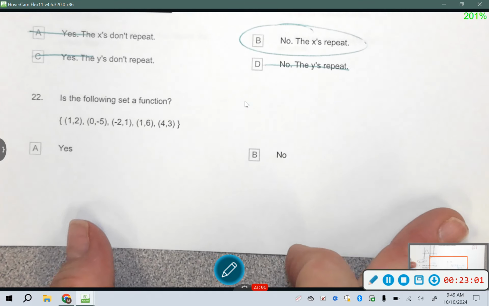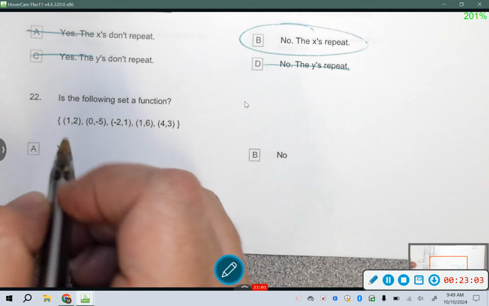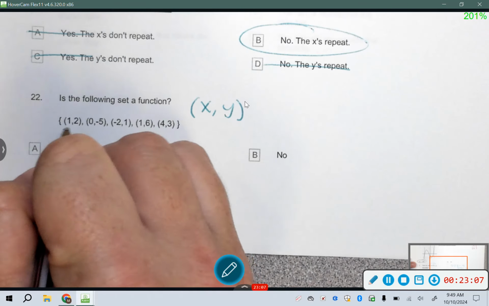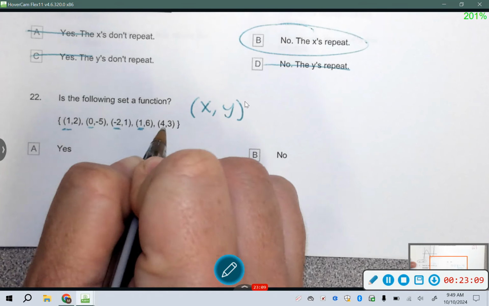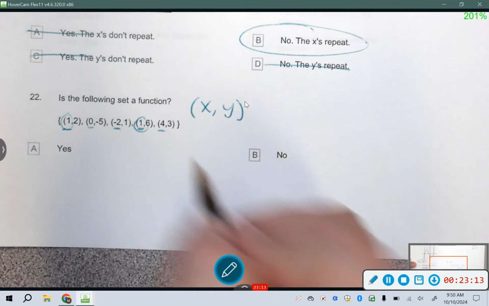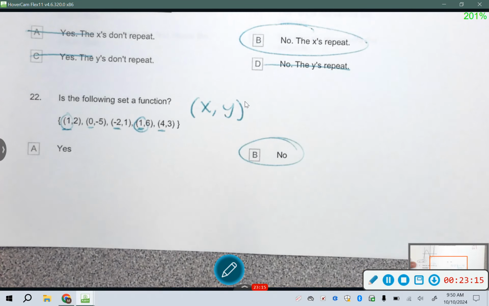Okay, looking at the next one, it says, is the following set a function? We're only looking at x's, and remember, points are written x, comma, y. So x, x, x, x, x. I have 1, 0, -2, 1. Well, look, the ones match, so this is not a function because x repeated.